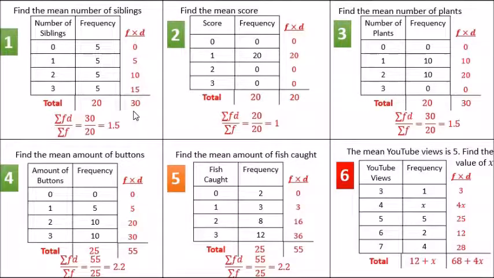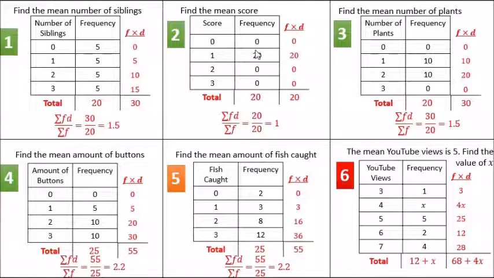So here are the answers to those 6 questions. We first do the frequency multiplied by the data to get us 0, 5, 10 and 15 here. And then we add up the frequency times data, and we add up the frequencies. And we always do the frequency times the data sum divided by the sum of the frequencies. 30 divided by 20, we get 1.5. And that makes a lot of sense because this is spread out evenly across all of them. The mean should be right in the middle, which it is, 1.5.